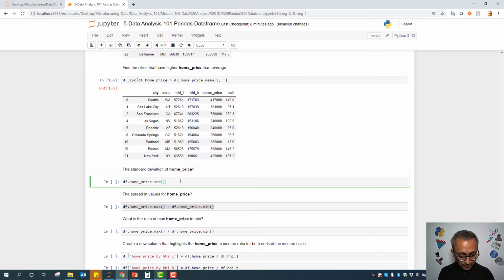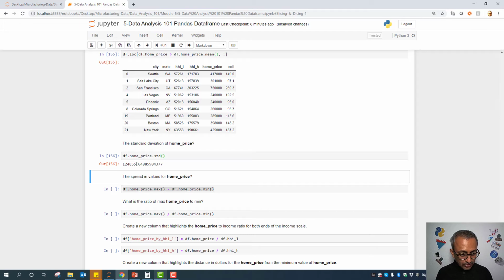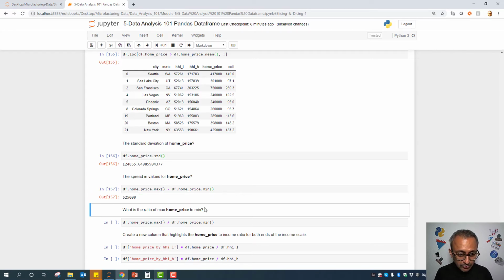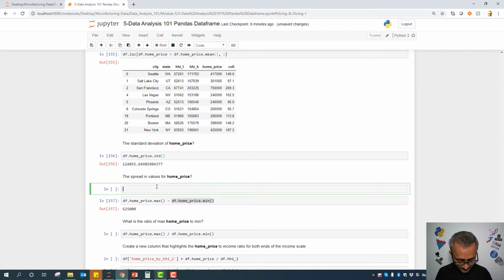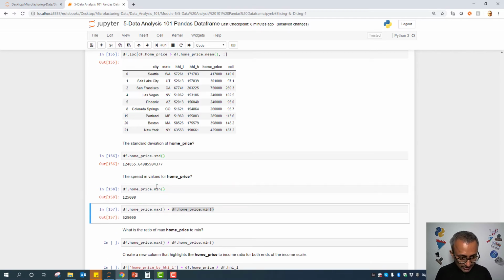Standard deviation, yes, you can extract that for a column. The spread in values, you can actually calculate the min and max. What is the spread in value between home prices? That's 625K between the lowest and the highest. The highest is 750K. Which one is the lowest? Let's see which city is the lowest.